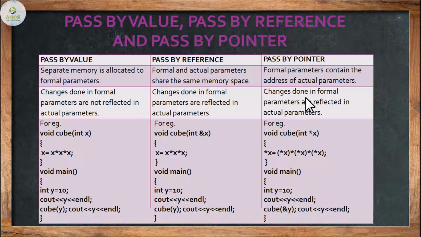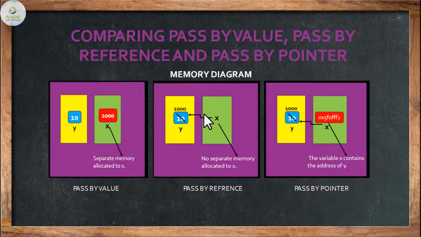So here also changes done in the formal parameters are reflected into the actual parameter. So same memory, separate memory, same memory, okay, contains the same address. That is the difference. Changes are not reflected. Changes are reflected from formal to actual. That's the thing that you need to understand.